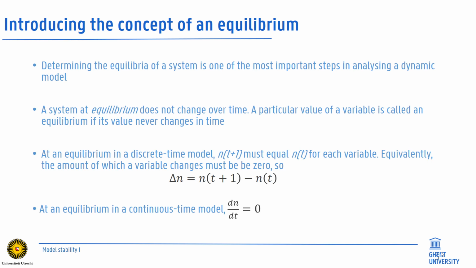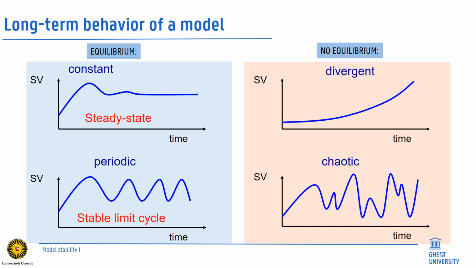At an equilibrium, in discrete time models, the values at n_t plus 1 must always equal that of the previous time step n_t for each variable. Equally, the amount by which a variable changes must be 0, so in a continuous time model, dn/dt should always be 0. Dynamics in equilibrium typically have a constant steady state, but can also have stable limit cycles. Out of equilibrium conditions are divergent, so infinitely expanding, or can be chaotic.